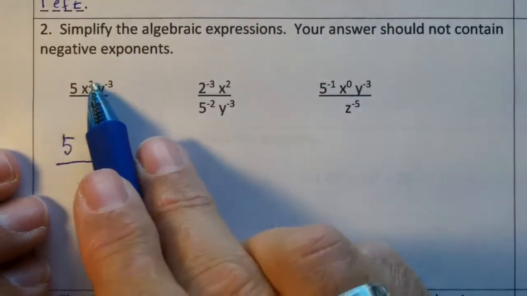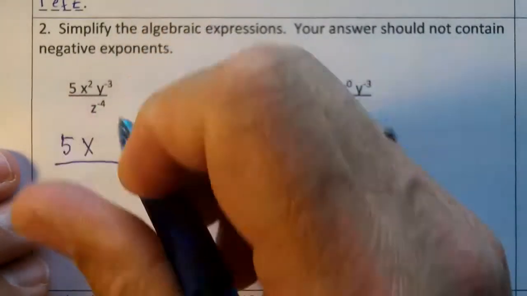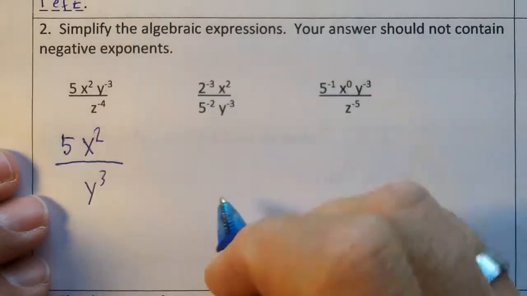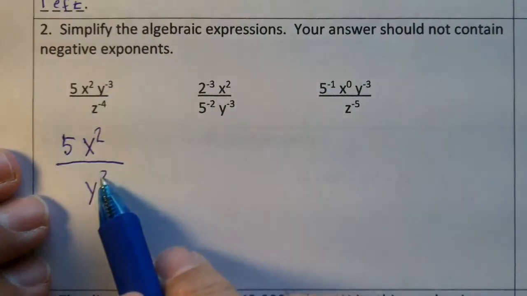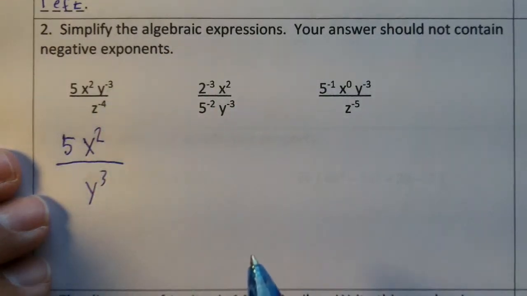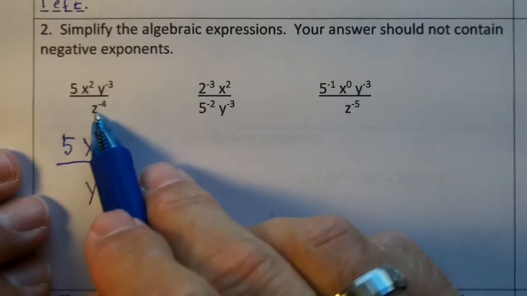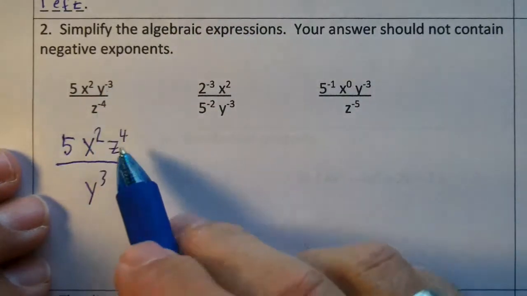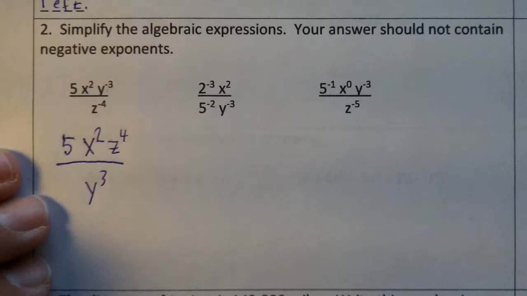The 5 will stay on top. The x squared is positive, it'll stay on top. The y to the negative 3 will go from the top to the bottom. When you do that, the exponent changes from a negative to a positive. That's what a negative exponent does. And the z to the negative 4 will go from the bottom to the top. Notice that when you move the base across the fraction bar, it switches the sign of the exponent.